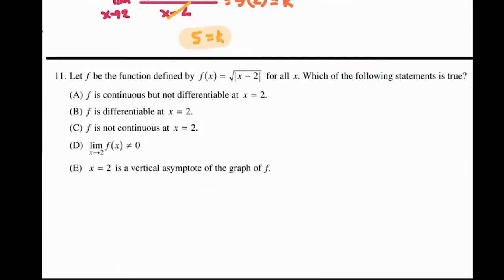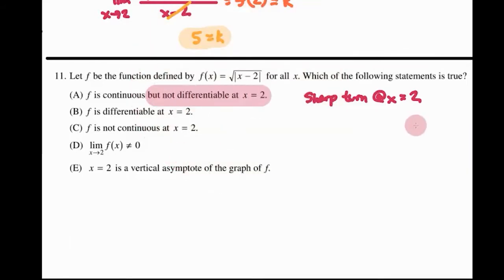The main thing you have to remember is that whenever you have an absolute value, it's going to be a sharp turn. So this is going to have a sharp turn at x equals 2. So I'm going to write that down. Sharp turn at x equals 2. Because of that, it's not differentiable at x equals 2, which is basically what it says right here.